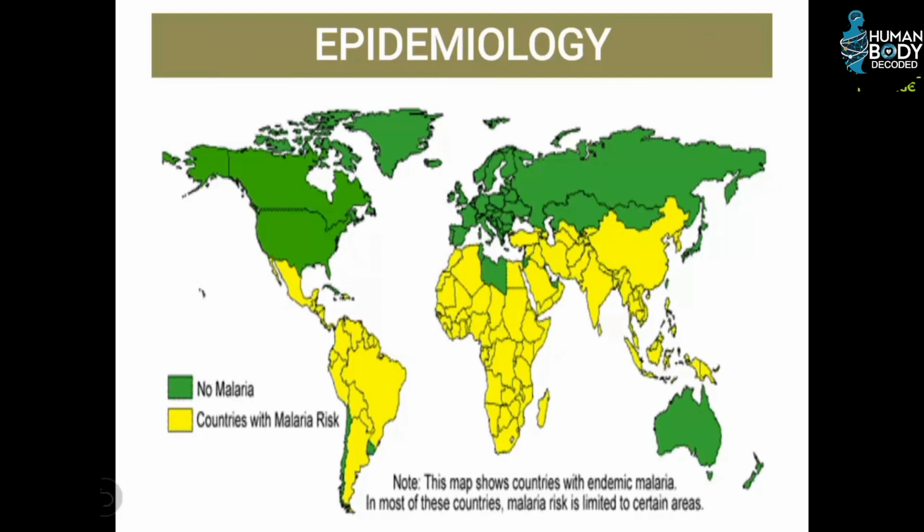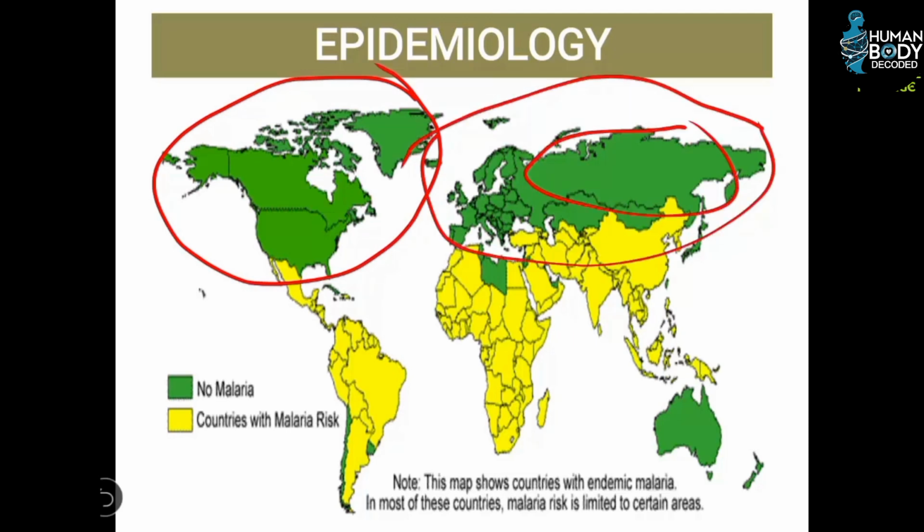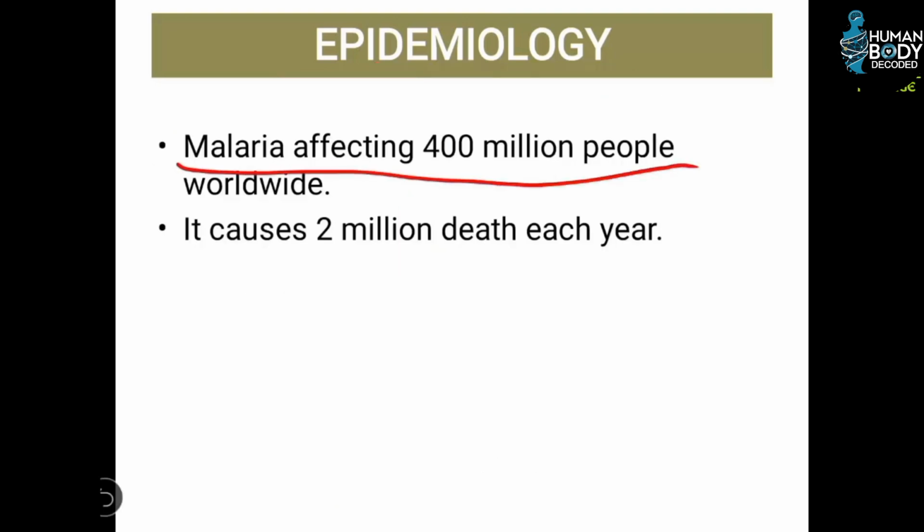Epidemiology. Where does malaria occur? Malaria is found in specific regions around the world. Countries marked in green on the map are malaria-free, such as Canada, North Africa, Russia, Europe, and Australia. Countries marked in yellow are malaria-prone, including large parts of Africa and Asia. Globally, 400 million people are infected with malaria annually, leading to 2 million deaths each year.